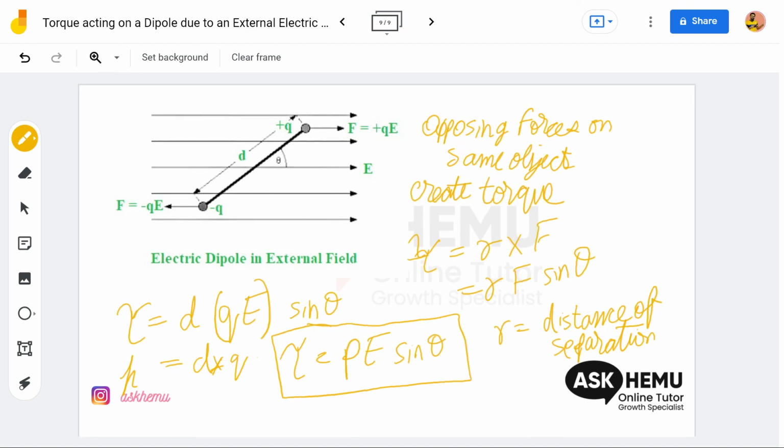And again, this is applicable as long as both the charges on the dipole are equal. That's why the derivation has plus q and minus q.